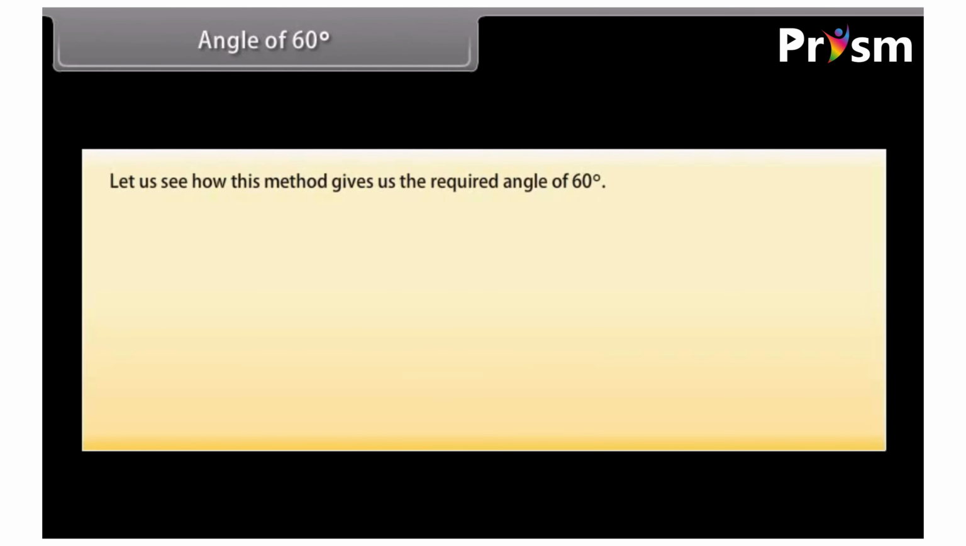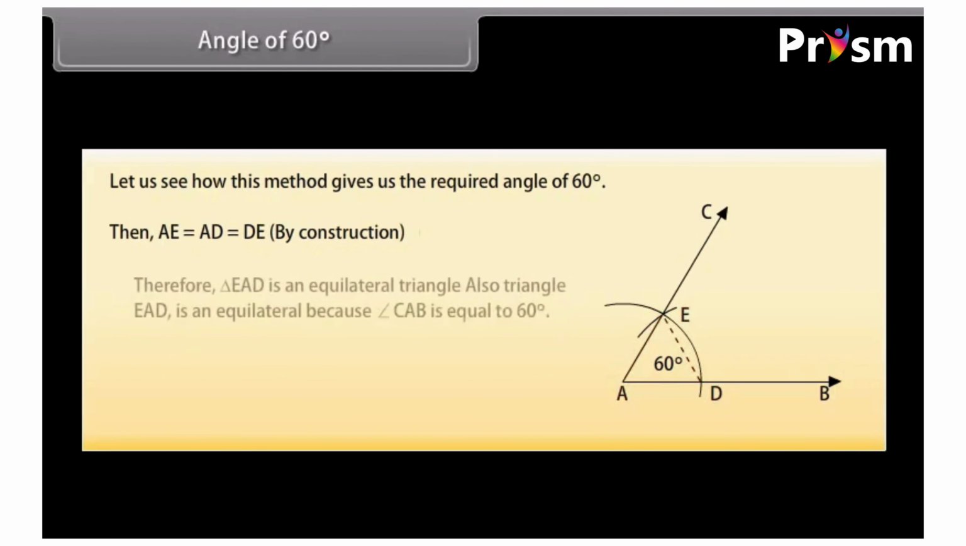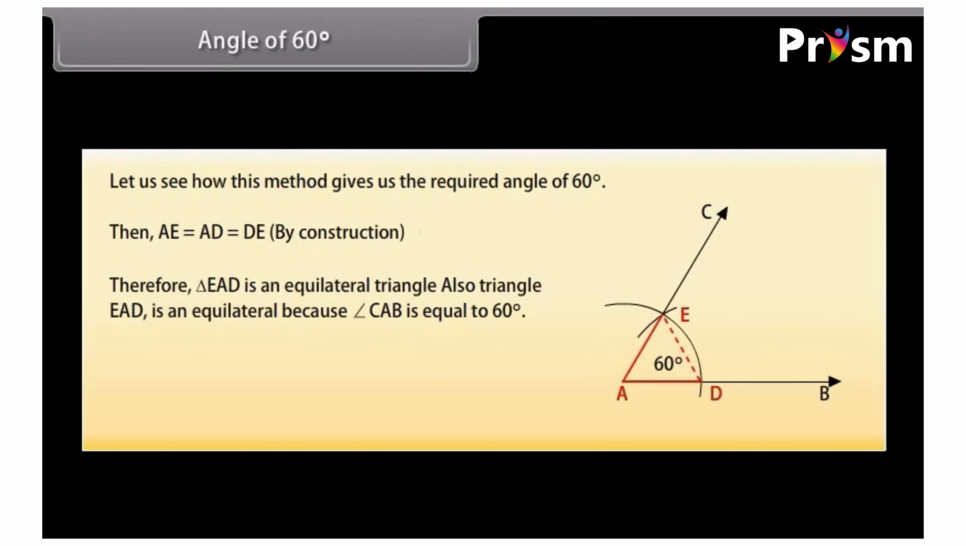Now let us see how this method gives us the required angle of 60 degree. Join DE. Then, by construction, AE is equal to AD, which equals DE. Therefore, triangle EAD is an equilateral triangle. Also, triangle EAD is equilateral, so angle CAB is equal to 60 degree.